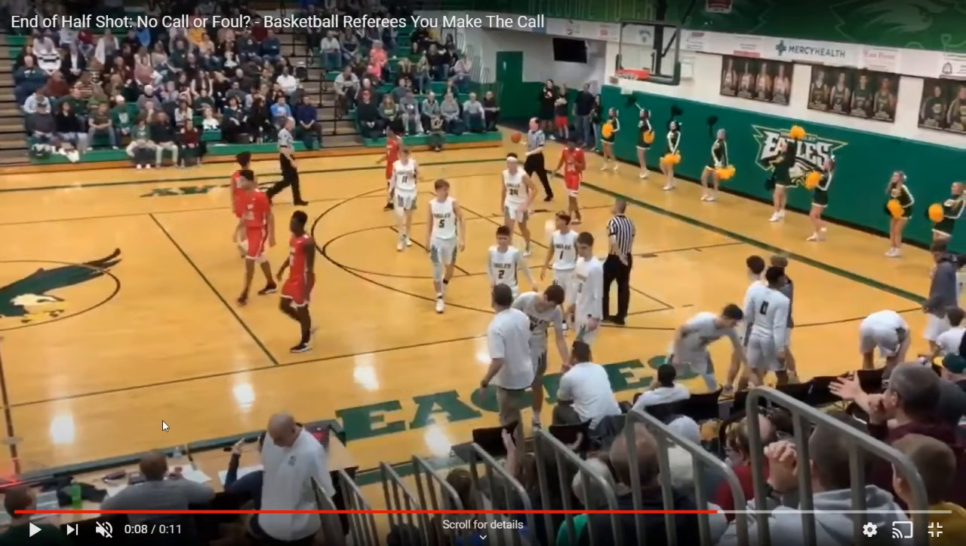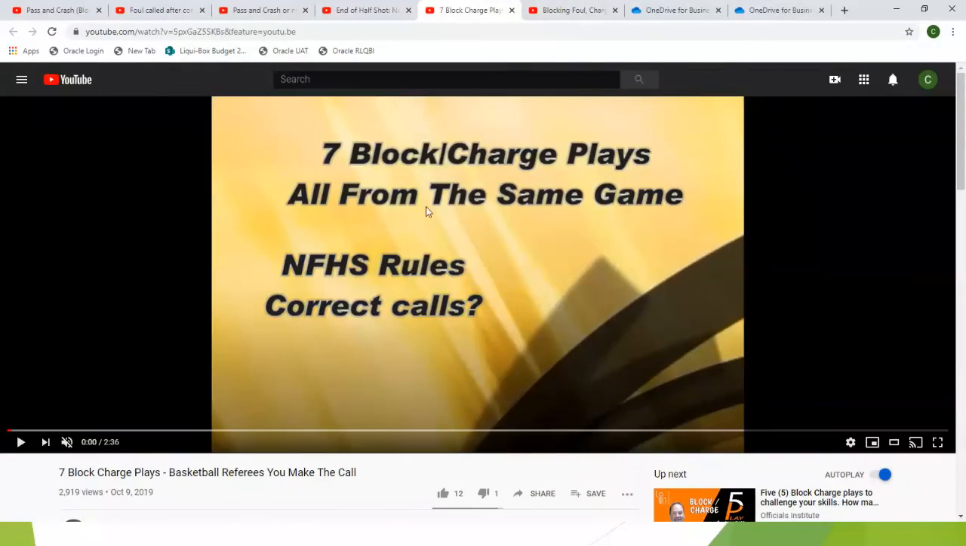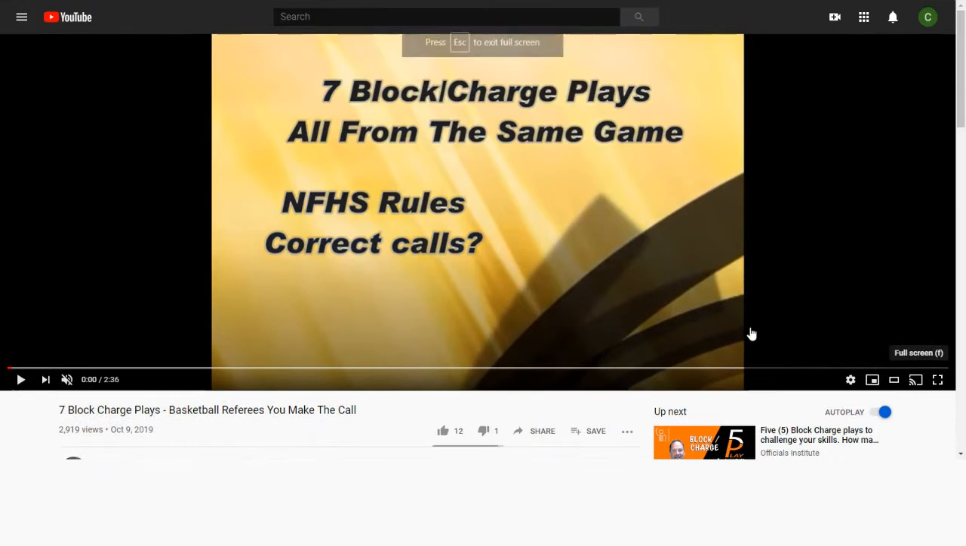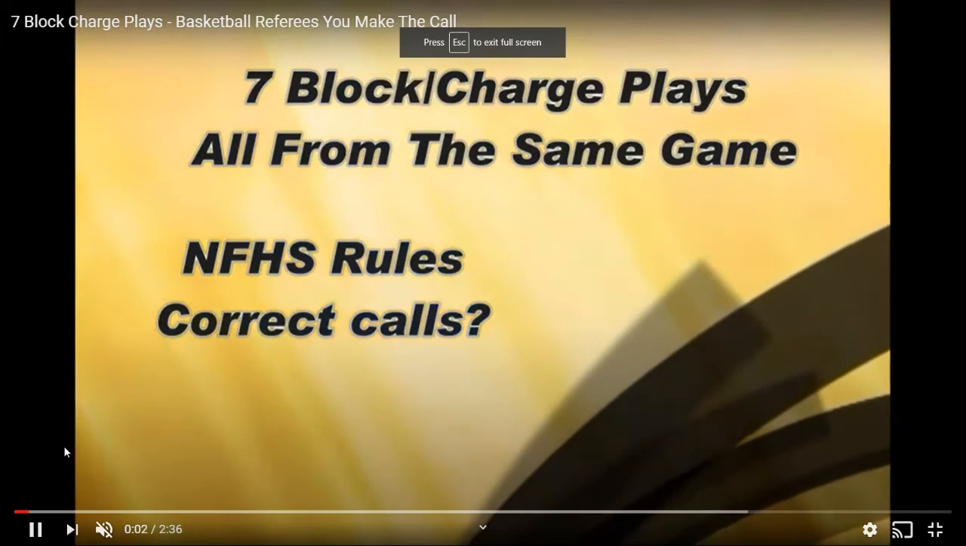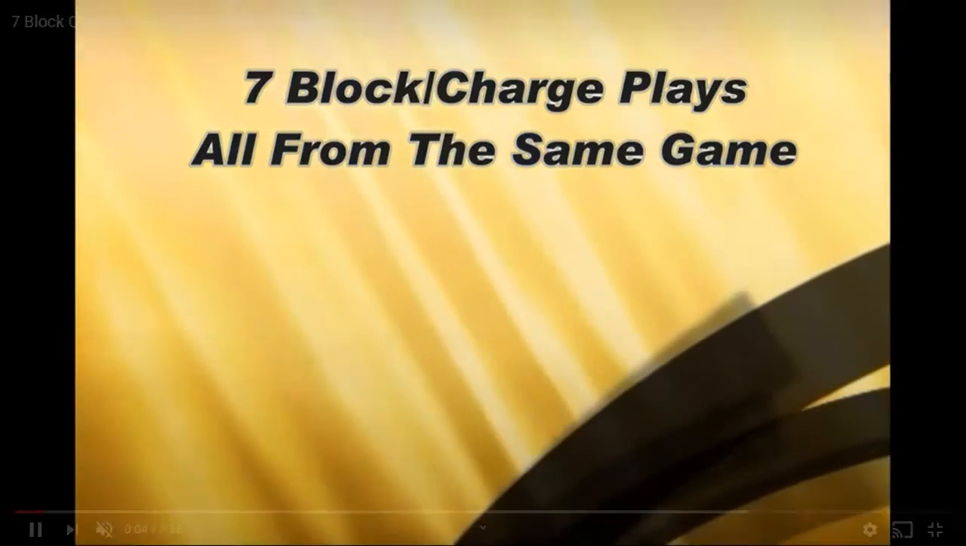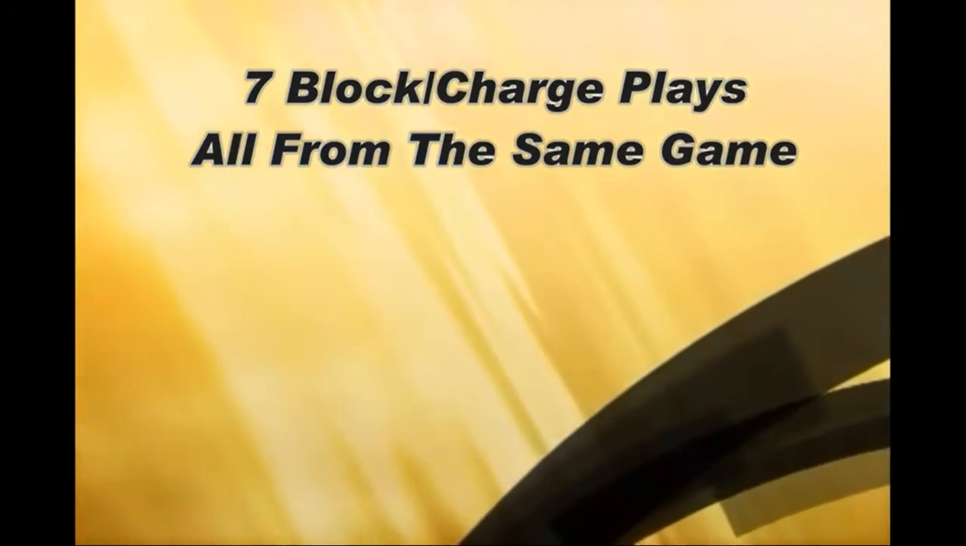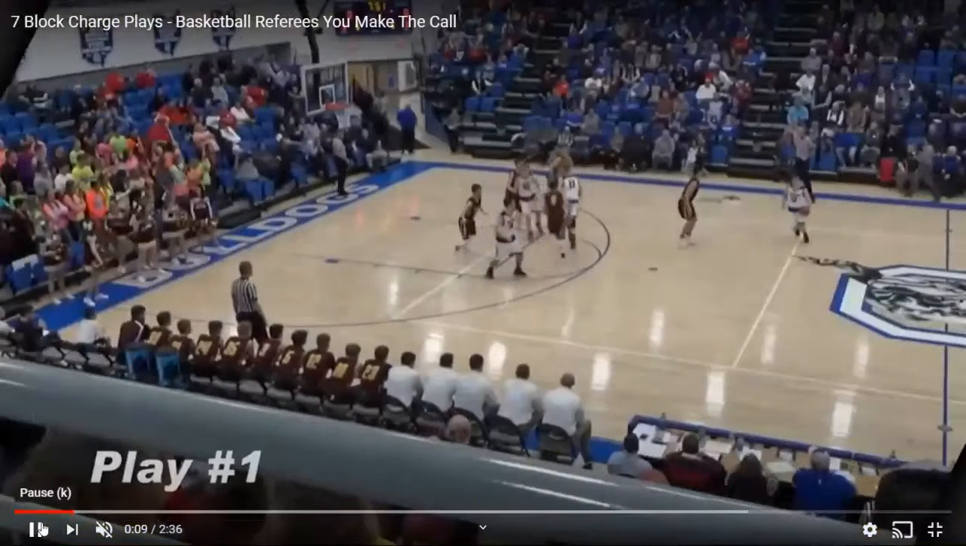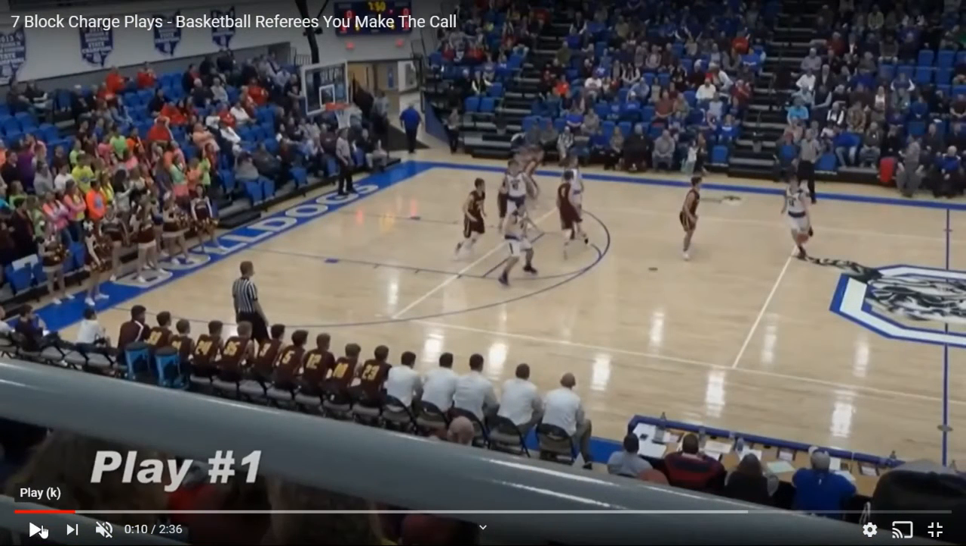Let's jump to the next one. I will be talking about some block charges. I did a clinic before a scrimmage I had just the other day, talking a little bit about block charges. And with block charges, we talked about legal guarding positions. Going back to our first PowerPoint slide, what determines what a legal guarding position is, and what the defender has to be in for the block charge. So we're going to go through some plays here and make some comments on those.